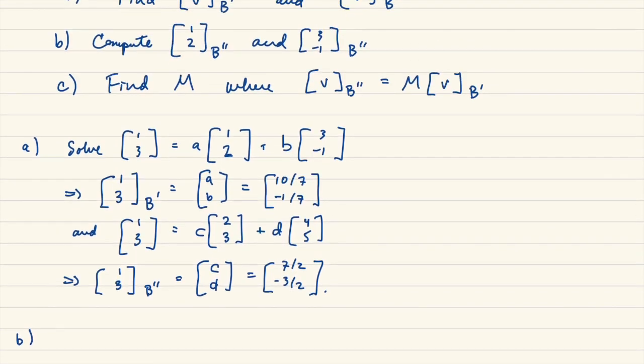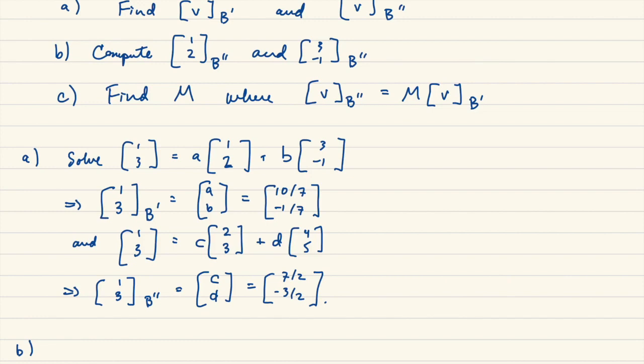So that's what we wanted to do for A. Okay, so this is our v with respect to b prime and v with respect to b double prime. So that's what we wanted there. All right, next up I want to compute the basis vectors in b prime with respect to b double prime.